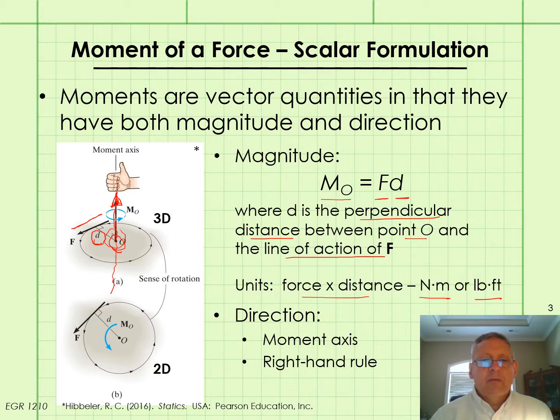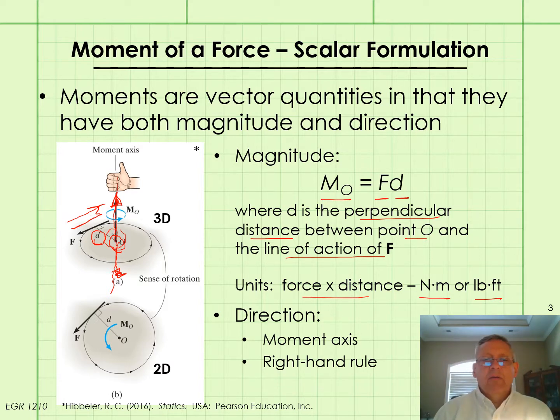If F was going in the other direction, it's going to tend to rotate clockwise about point O. And again, if you use your right hand and curl your fingers in the direction of that rotation, you'll see that your thumb points down, and therefore we would draw the moment vector going down the moment axis.